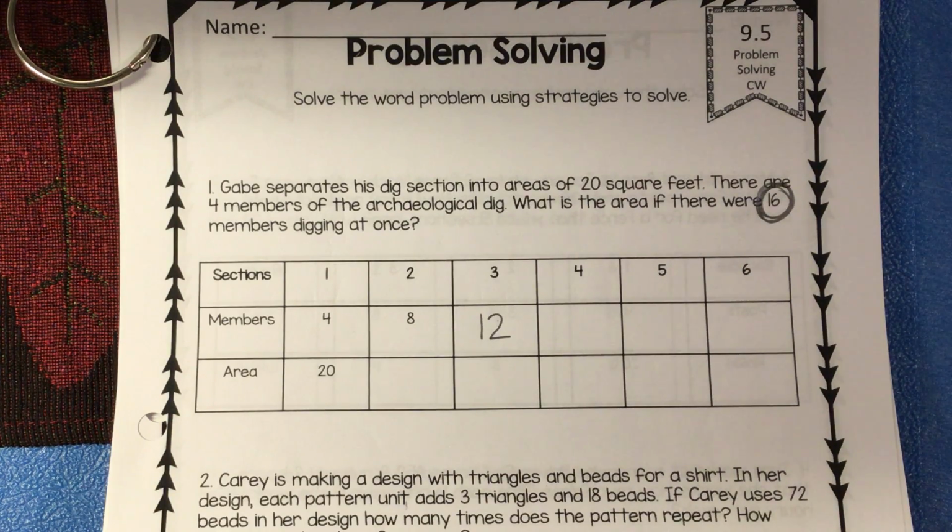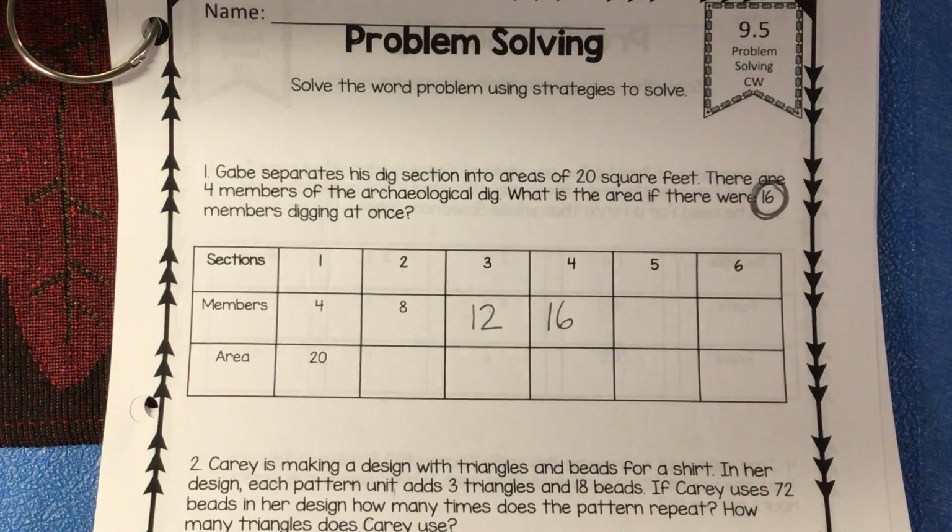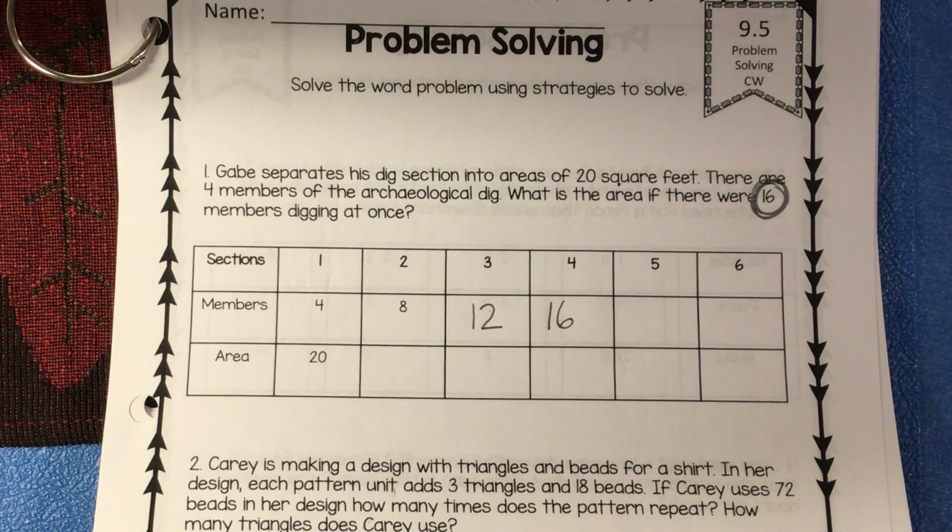I think we found it. Isn't that what we circled? Yeah, 16 members. Okay. Does that mean we stop? Nope. You still can't answer the question, because it says, what's the area? Let's finish the members, because we're doing times 4. We're kind of on a roll.